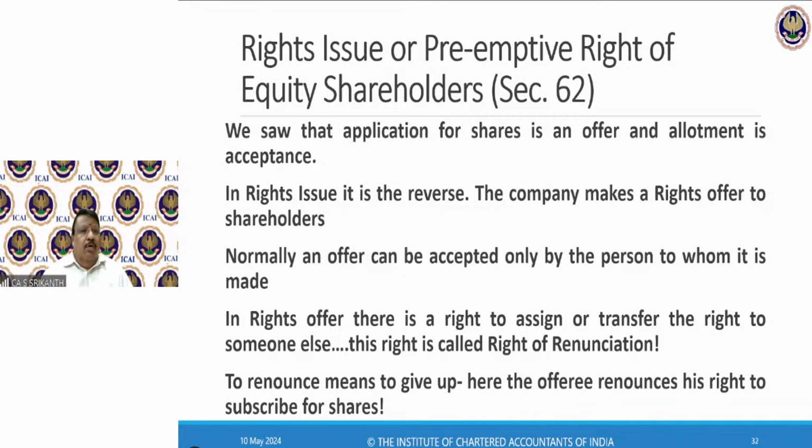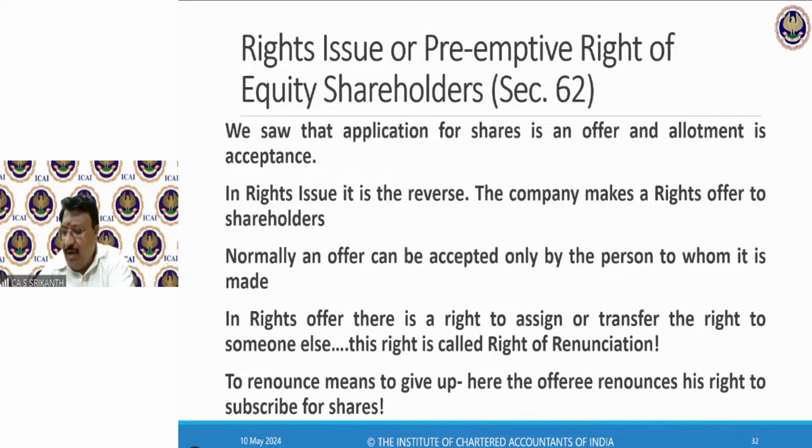Okay. One more thing. I am the minority shareholder. You are offering the 10,000 shares to me. I don't have money. What can I do? I can pass it on to somebody else. There is a right to assign or transfer the right to someone else. This is called right of renunciation. To renounce means to give up. The offeree is renouncing his right to subscribe.